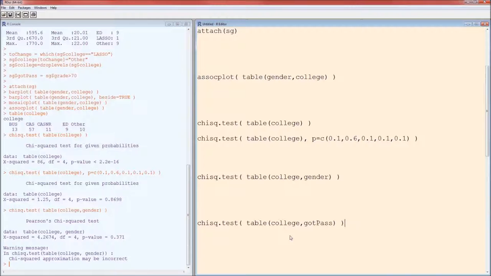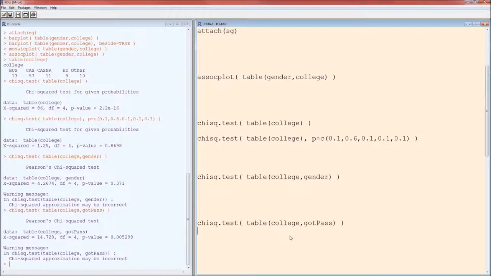Well, let's find out. Control R will give us that answer. There's the p-value. Test statistic is 14.728, p-value is 0.005299. P-value is less than alpha. Reject the null hypothesis. In other words, we reject the null hypothesis that the colleges or the students in the colleges pass at the same rate. That means that at least one college has students that pass at a different rate.